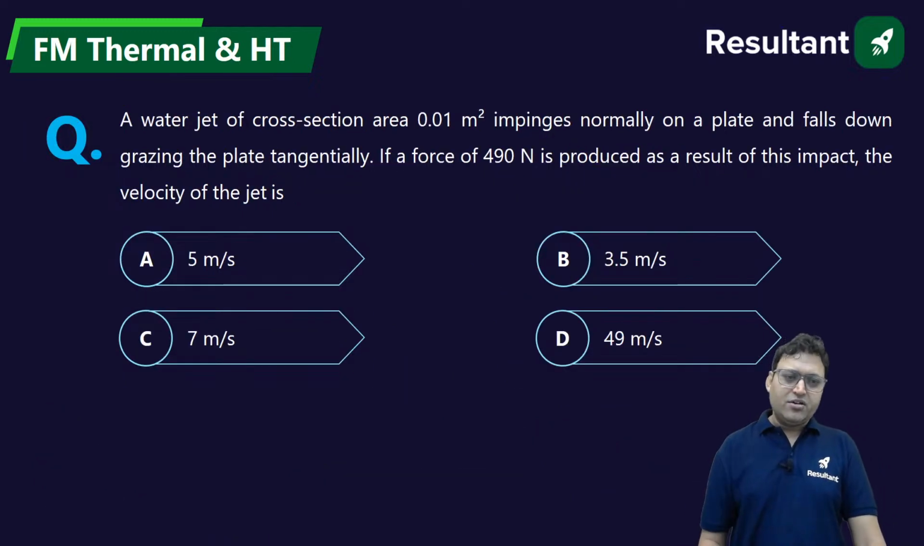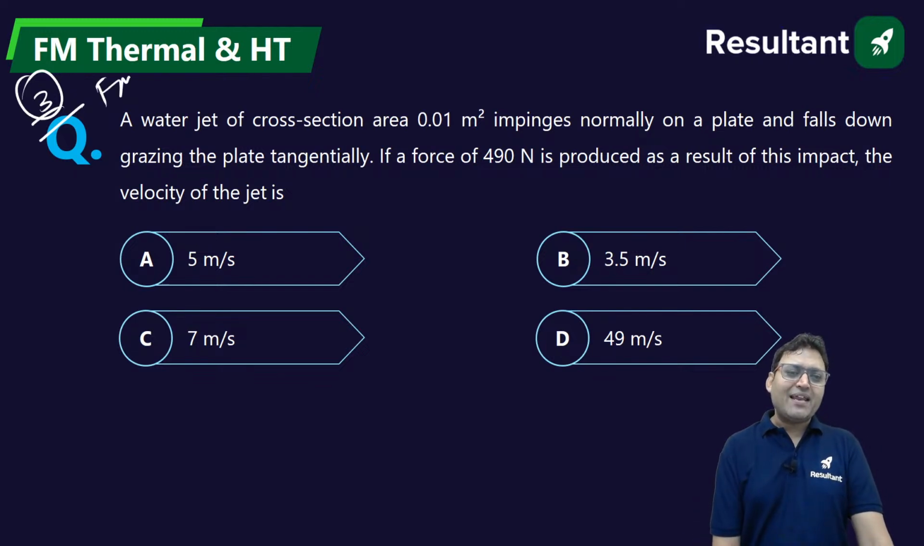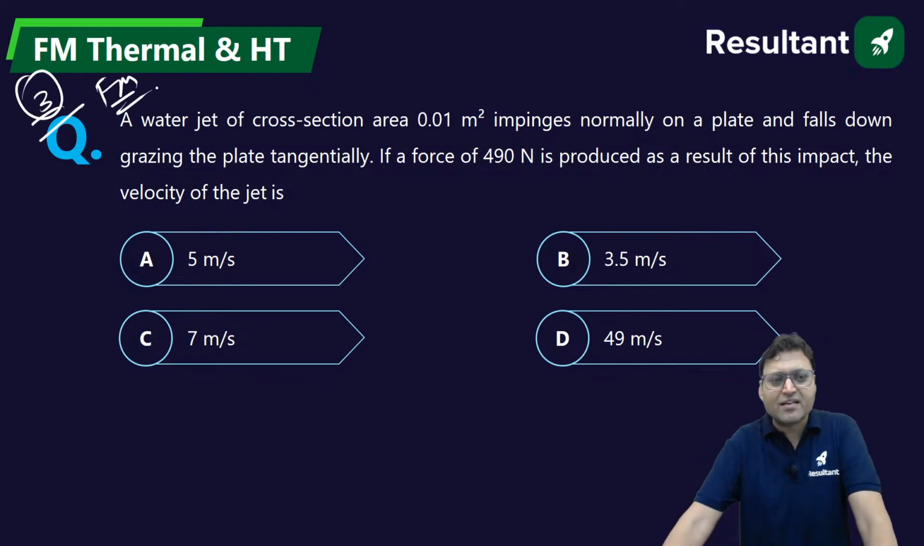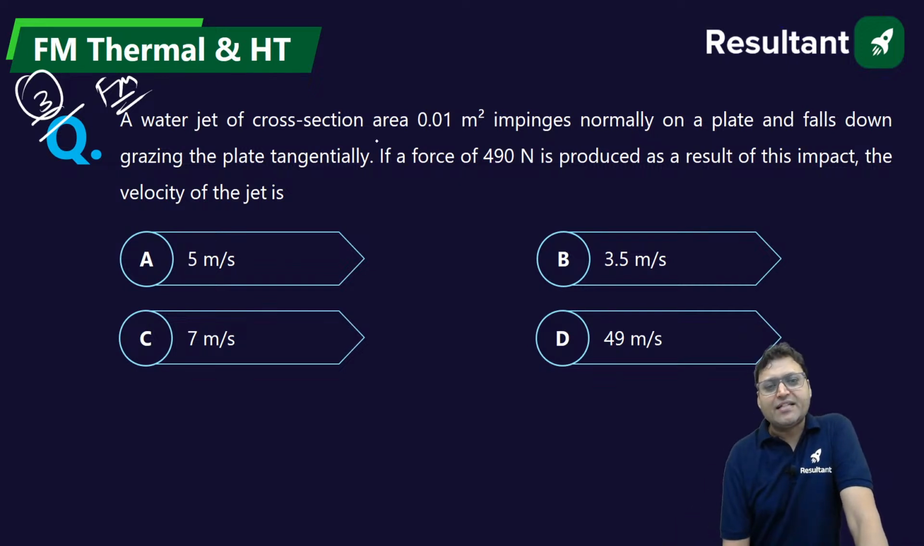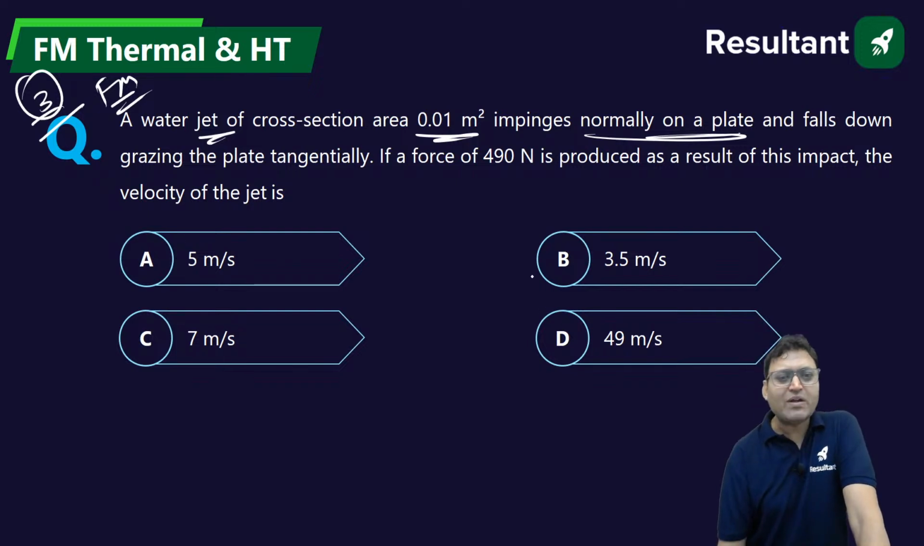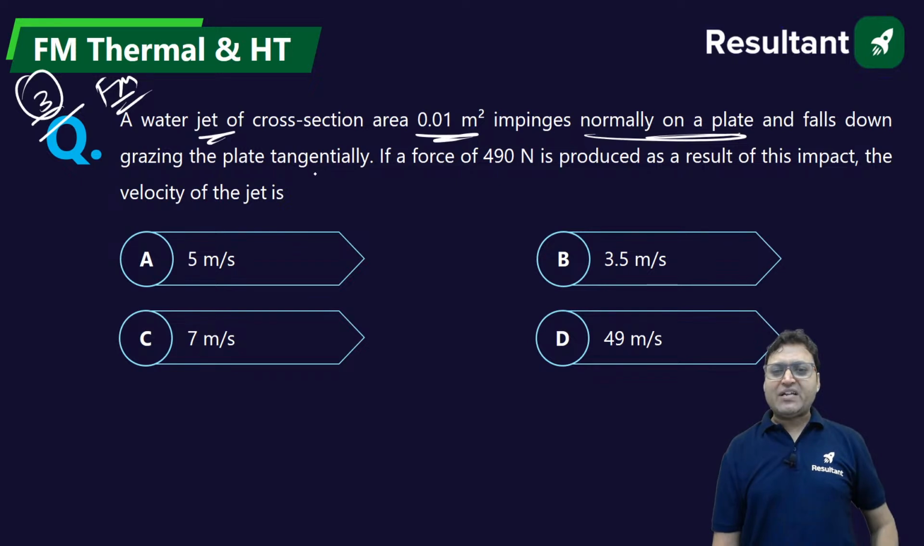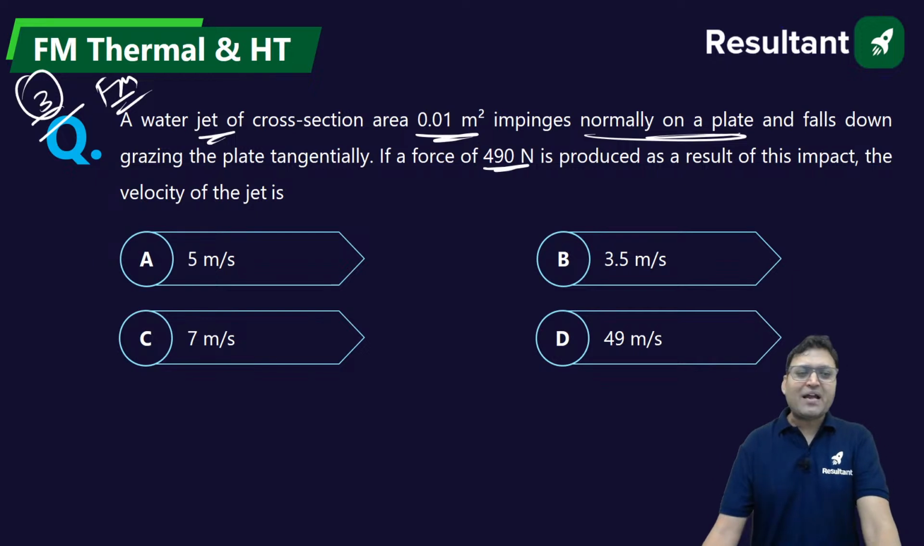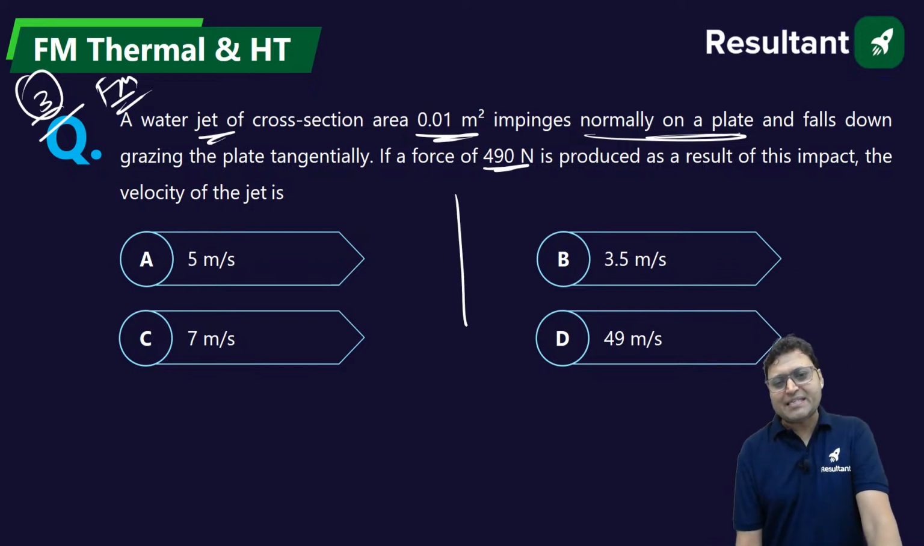Well done. Good. Question number 3. It is again from the fluid mechanics. Question number 3 is from the fluid mechanics. There is a jet of water of cross-sectional area 0.01 meter square that impinges normally on a flat plate and falls down, grazing the plate tangentially. After striking the plate, the fluid is moving in tangential direction. If the force exerted is 490 Newton as a result of this impact, what will be the velocity of the jet? Very, very simple question.